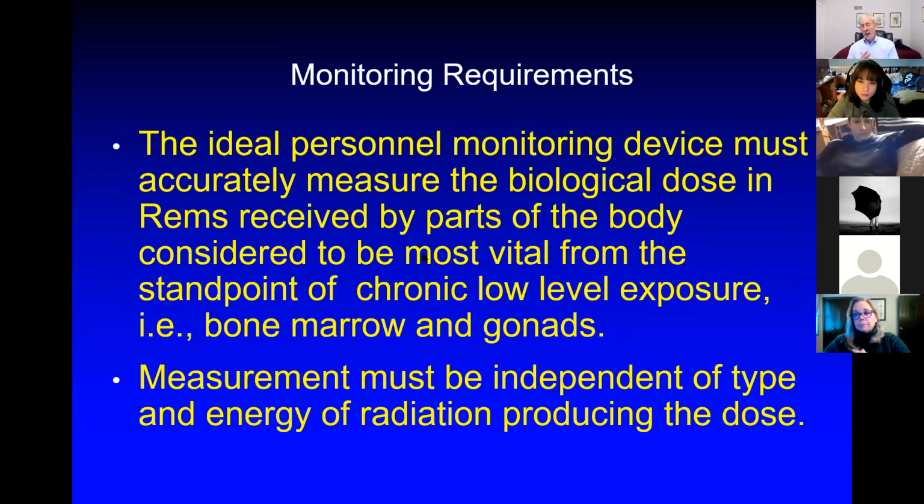Now, the ideal device has to meet certain requirements. Number one, it has to accurately measure the dose received by the parts of the body that are most likely to be at risk. And that would be, there are 3 of those. The bone marrow, we don't want to cause aplastic anemia or leukemia. The gonads, we don't want to cause genetic defects. And one which is not listed here is the lens of the eye, and that's the 3rd of the 3 most vital tissues.